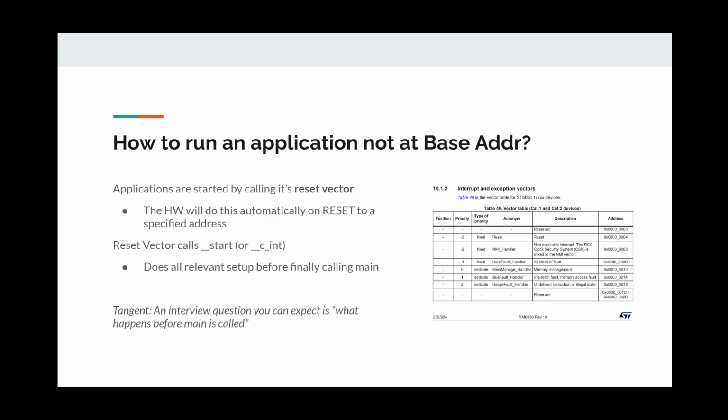So hardware on reset is automatically going to call the reset vector. You can see on here, this is the address for the ARM vector table. Can you all read that in the back, any chance? No? Got to split.